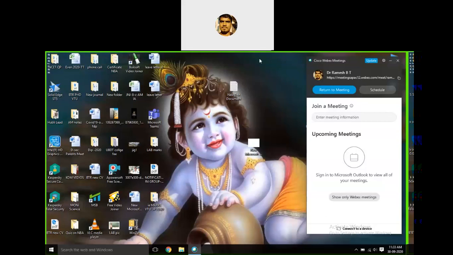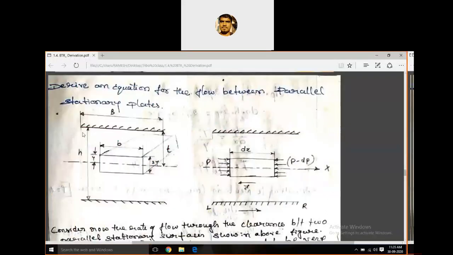Yesterday we discussed the flow through the capillary tube. In the capillary tube, how is the flow rate found? First, we find the velocity. Then with the help of the velocity, we got the value of the flow rate. Similarly, today we are going to discuss flow between two parallel stationary plates.